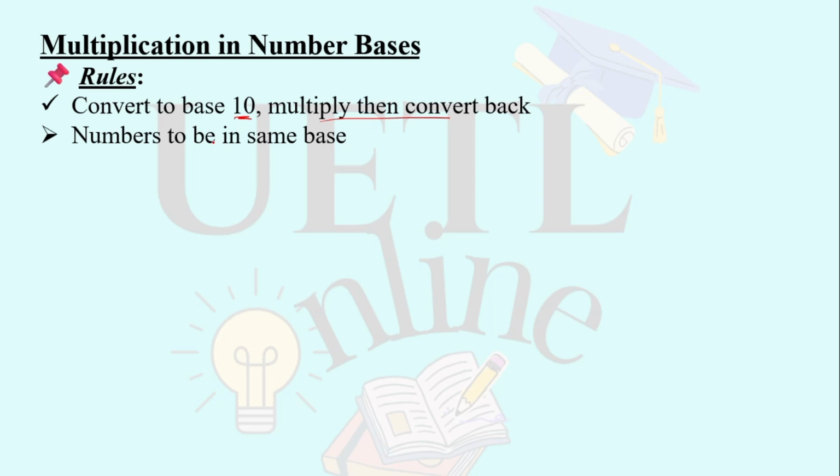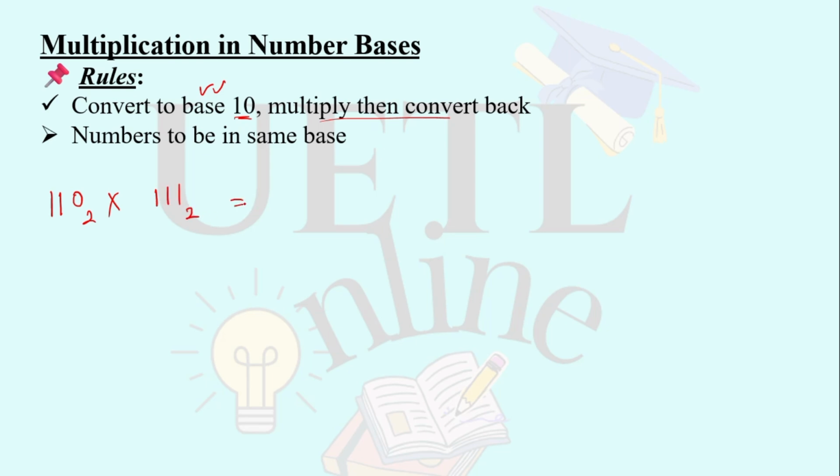Okay, so let's say you're given a number. These are the rules. You just have to multiply simple numbers. The only tricky thing here is to convert. So let's say you're given a number which is 110 base 2. It's being multiplied by another number. Let's say it's 111 base 2.